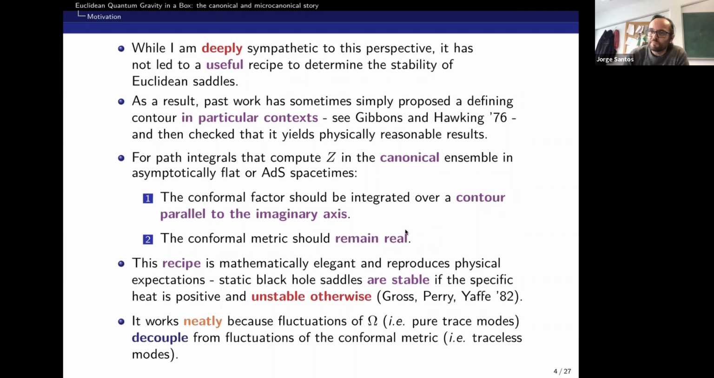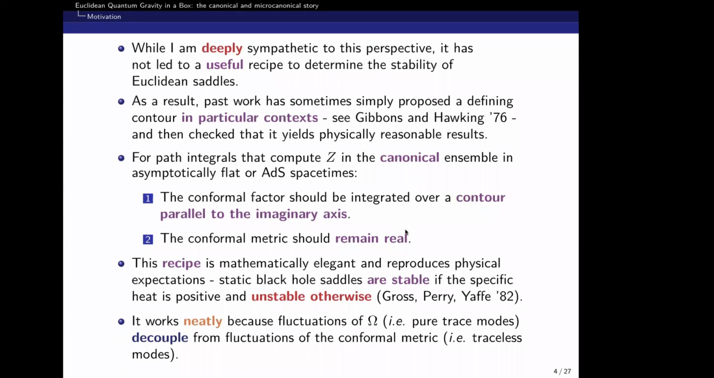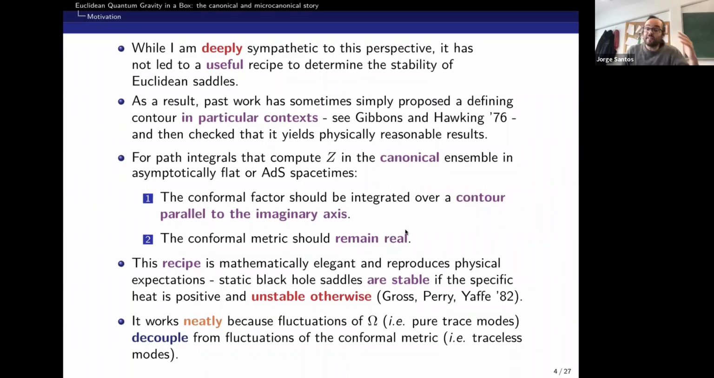Why does it work? Okay, or when can it work? It can work when the fluctuations that are causing you trouble decouple from the ones that do not cause you trouble. So if you can Wick rotate the conformal factor without having to worry at all about the conformal metric, you can do this prescription and hopefully everything will work. But when somehow they couple, it does not make sense to Wick rotate one and not Wick rotate the other if they're coupled.